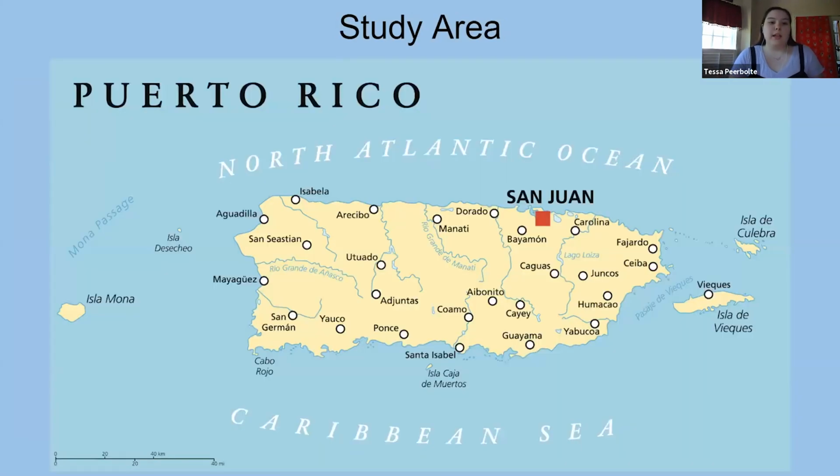We will be looking at life history characteristics such as size, structure, condition, sex ratio, age structure, growth, and mortality. This is a map of Puerto Rico. Most of our samples were taken from two different rivers, the Arcibio River and the Mimays River. I'm sorry if I butchered that. I do not speak Spanish.